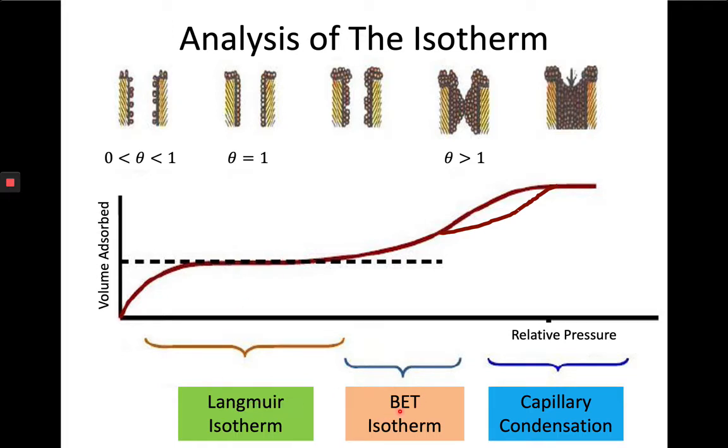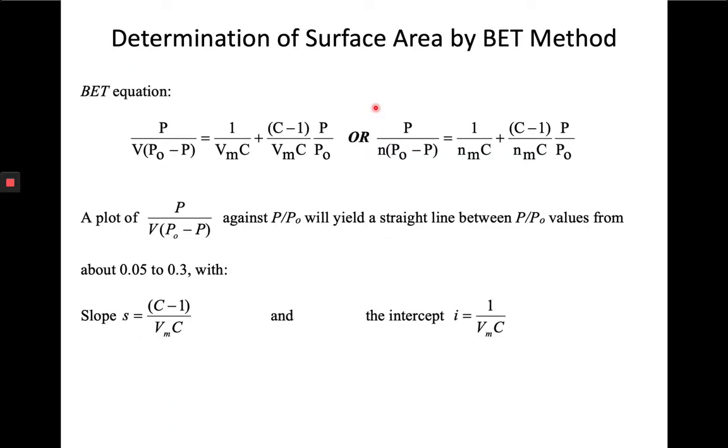The surface area can be determined using two methods, which are the Langmuir and BET methods. In general, Langmuir determines the surface area at monolayer adsorption when theta equals 1, while BET predicts the surface area based on multilayer adsorption, typically at P over P naught range between 0.05 to 0.3. First, let's consider the determination of surface area by the BET method.